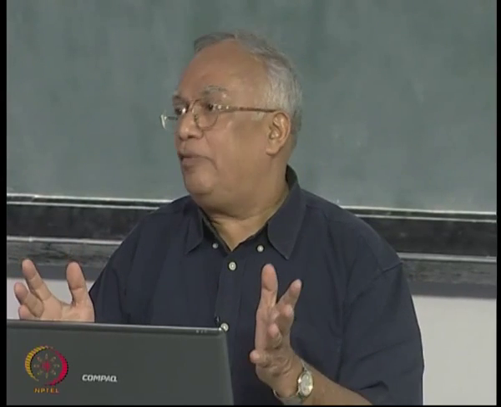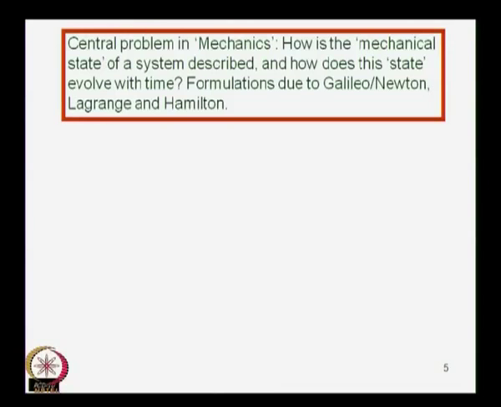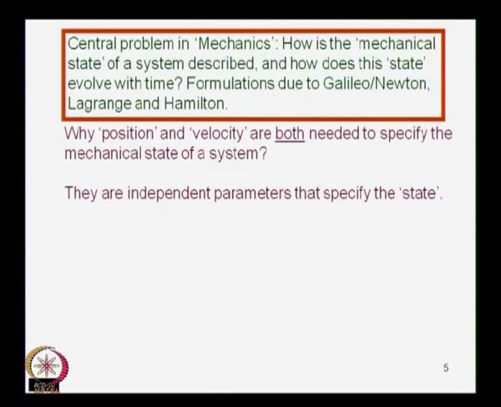So, when you are dealing with classical mechanics, then as well you must know exactly how to formulate your question and then how to go about answering it. So, the question over here is, how is a mechanical system described and how does the system change with time? Now, it turns out that position and velocity are both needed to specify the mechanical state of a system.